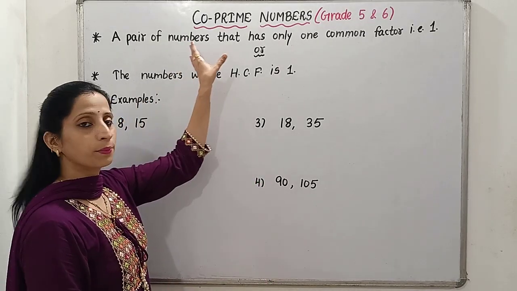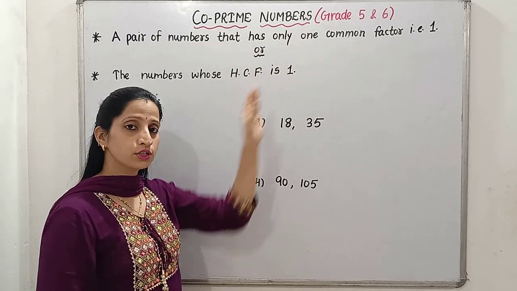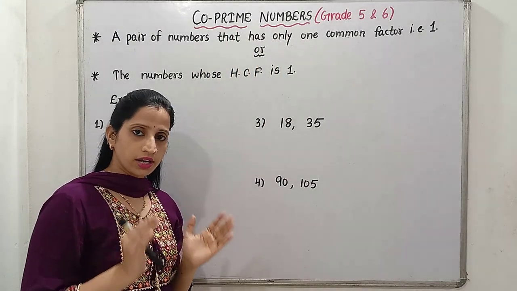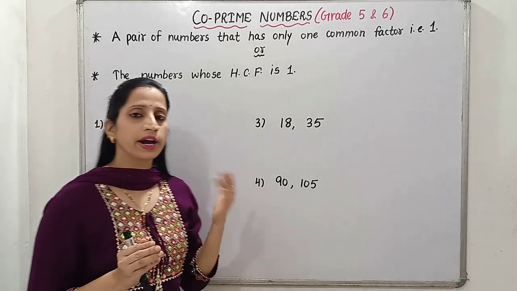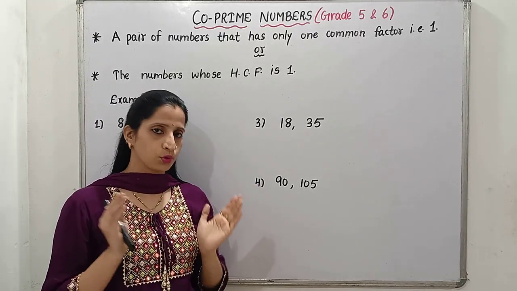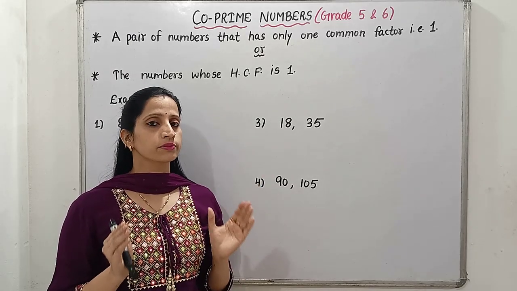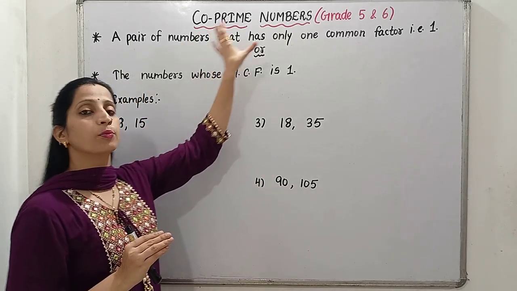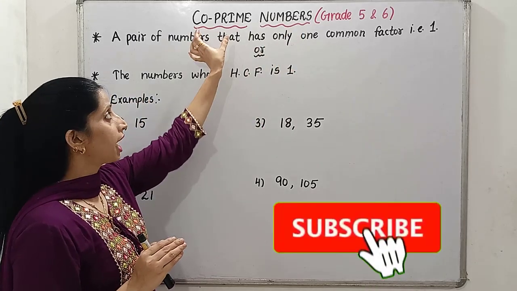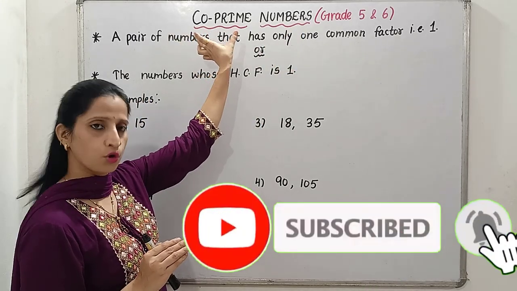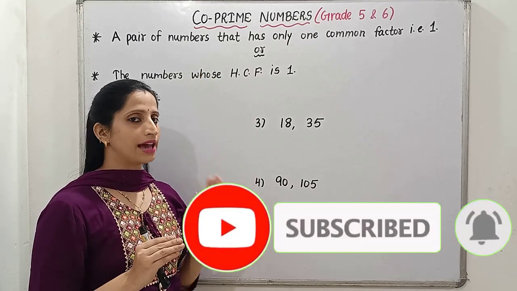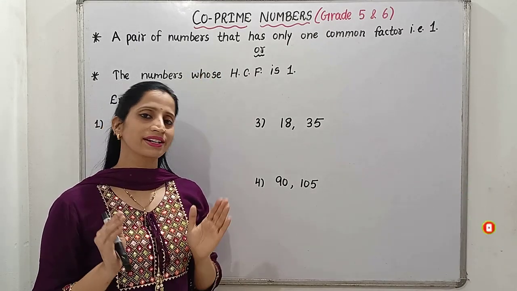So today's video topic is co-prime numbers. In this video we will learn what co-prime numbers are and how to find whether a pair of given numbers are co-prime or not. Okay. Many of you are still confused between prime and co-prime numbers because the word prime is coming in the word co-prime. But in reality these two are not related at all.